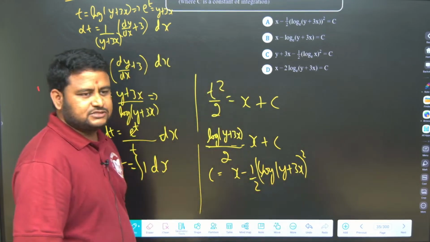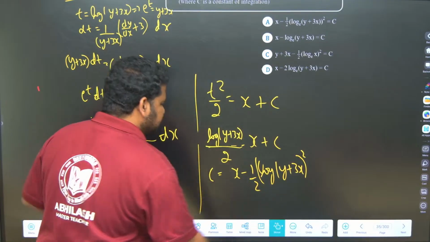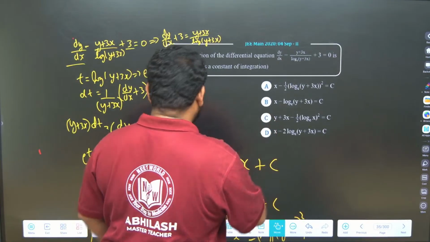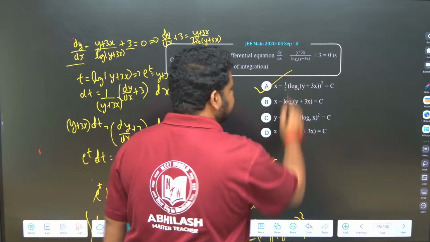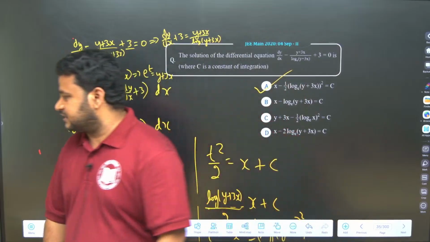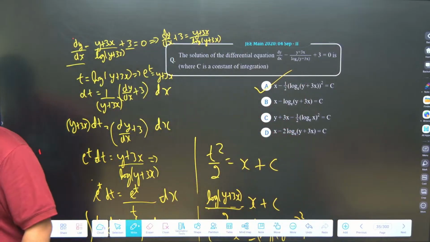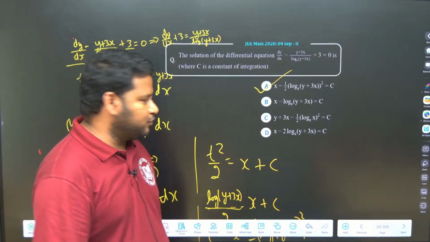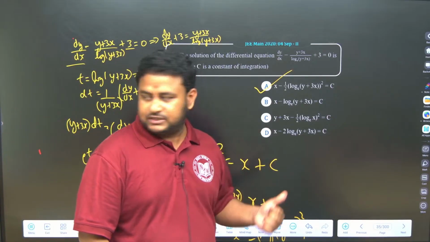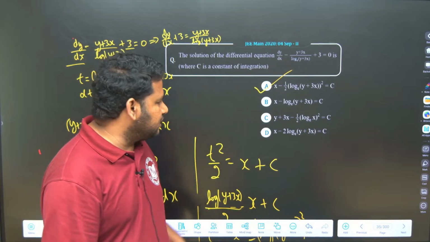So we got the answer, that is nothing but option A. This is a JEE Main 2020 question. Option A is the right answer to this question, friends. I hope it is clear to all of you. Clear? So, all right, let us move to the next question, friends.